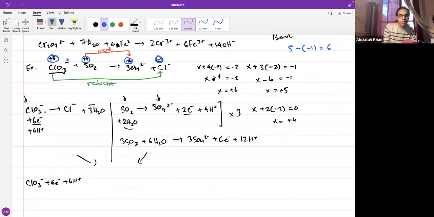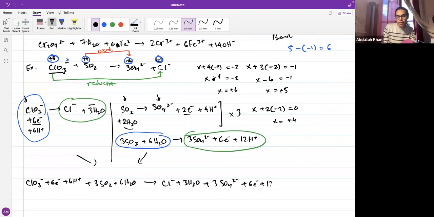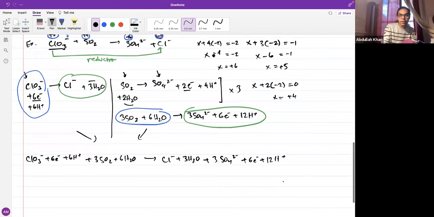Right, everything on the left remains on the left, so this and this, plus 3 SO2 plus 6 H2O gives all the stuff on the right-hand side. Cl minus, 3 H2O, 3 sulfates, 6 electrons, and 12 H pluses. If everything went well, the electrons should cancel, as they do.